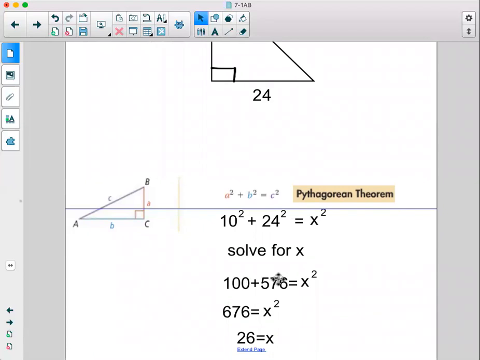We square both of them, we add them together, and then we take the square root of both sides. It would be plus or minus 26, but because we're applying our Algebra 2 geometry, we know we're looking for length, which is always positive.